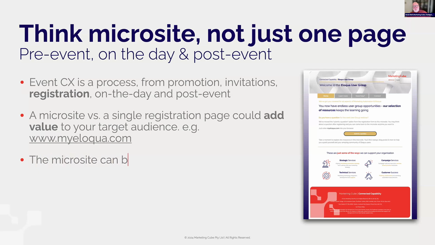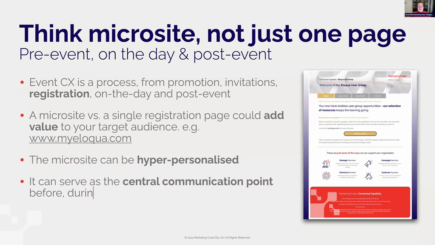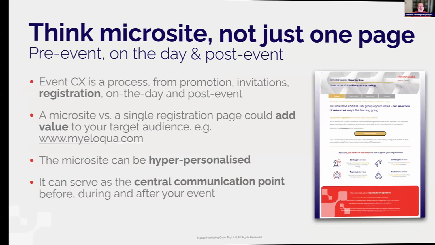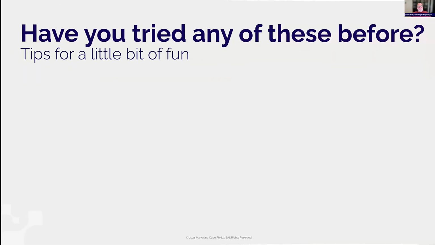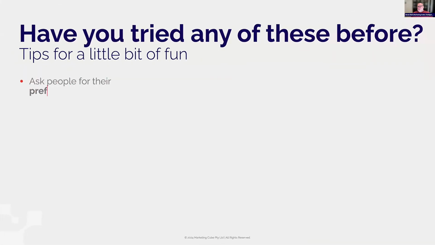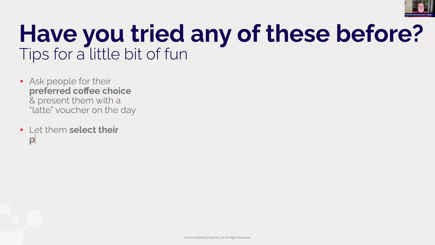So the other point I wanted to make there was the microsite, because it can be hyper-personalized, it really becomes a centralized communication point. And it can be used, as I said before, on the day and also post-event. So it becomes a great tool. And because it's live, you can update it at any point that you feel you need to. So one fun part for you is, have you tried any of these before in relation to any events that you've run?